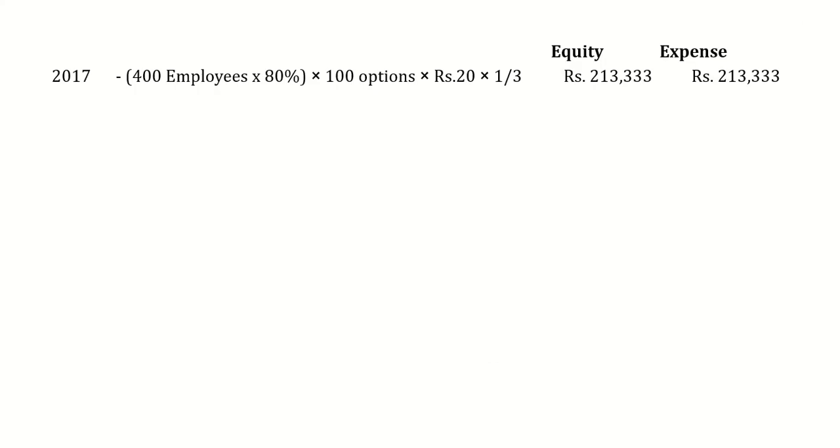Right, okay, so you multiply this by the granted fair value, and since the employees have to work for 3 years, you recognize this equity expense over a 3 year period of time, right? So your amount will be 213,333. You debit the expense account and credit the equity account, right?